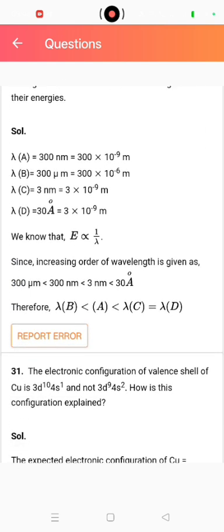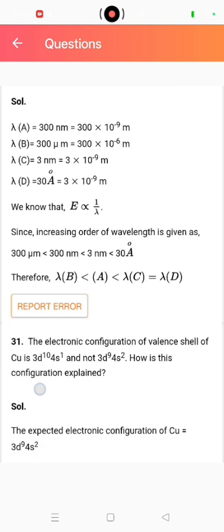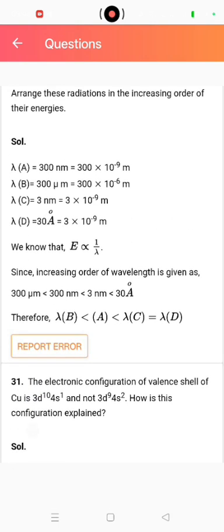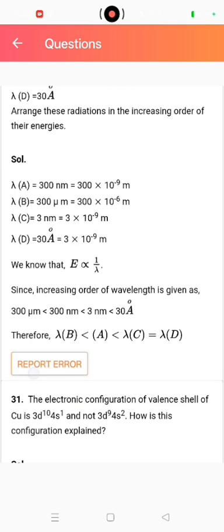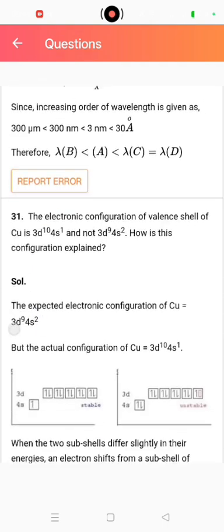Three hundred micrometer, greater than 300 nanometer, greater than 3 nanometer, greater than 30 angstrom. Here C and D are the same; their wavelengths will be the same. So lambda B is less than lambda A, less than lambda C and D. Okay.